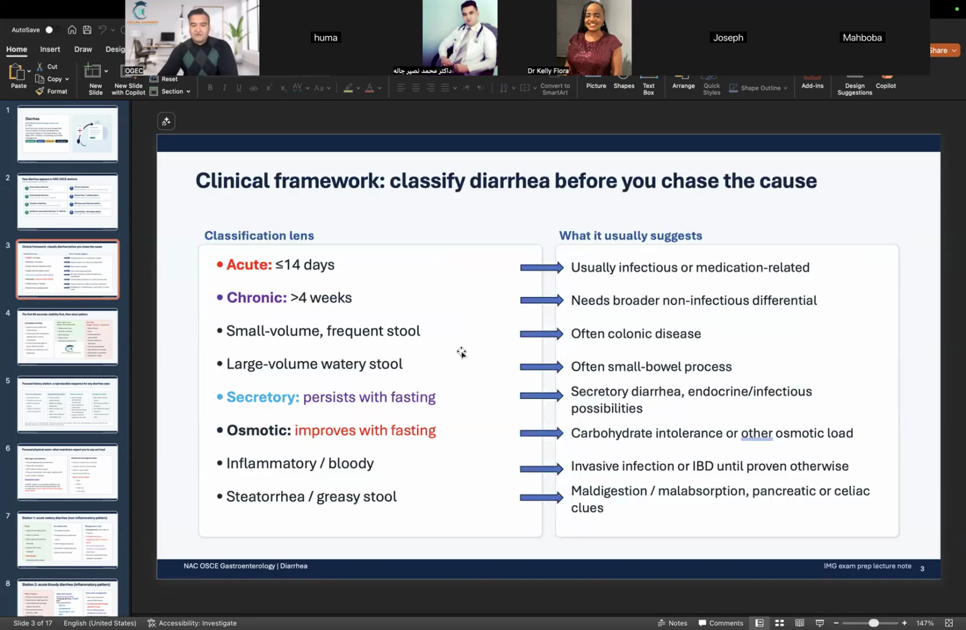Now, the clinical framework: classify diarrhea before you chase the cause. We need to know if this is an acute, subacute, or chronic condition. Is it from the small bowel or the large bowel? Is it inflammatory or non-inflammatory diarrhea? Basically, first I have to have a clear vision of what I am dealing with.